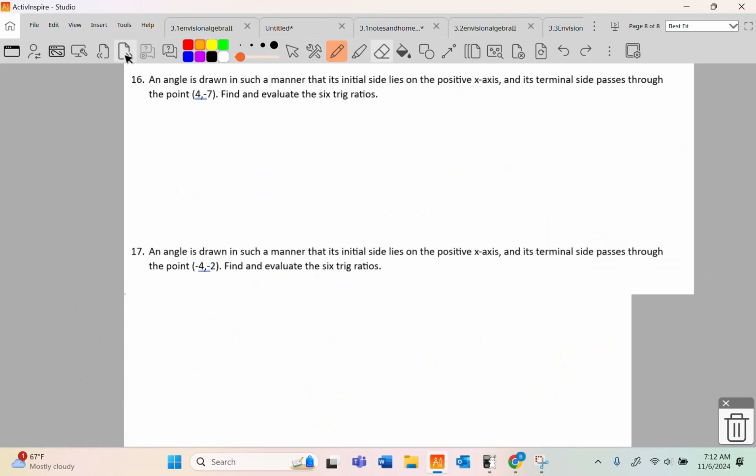An angle is drawn in such a manner that its initial side lies on the positive x-axis. This is what we call an angle in standard form when we get to trigonometry. And its terminal side passes through the point (4, -7). Find and evaluate the 6 trig ratios. The truth is, I should probably just be focusing on SOHCAHTOA with you because the ACT usually doesn't talk about the other 3. But we start on the positive x-axis and we rotate in such a manner that we terminate at (4, -7), or we pass through (4, -7).